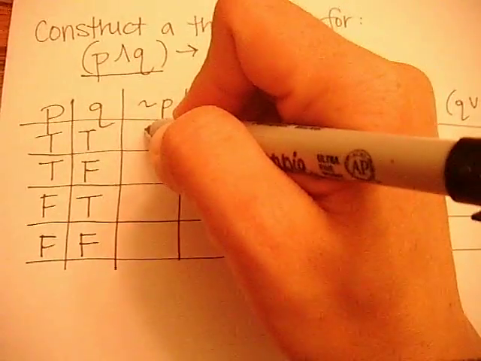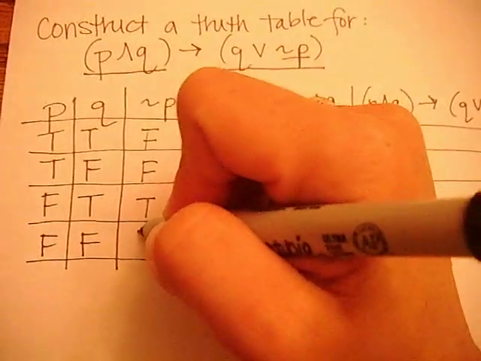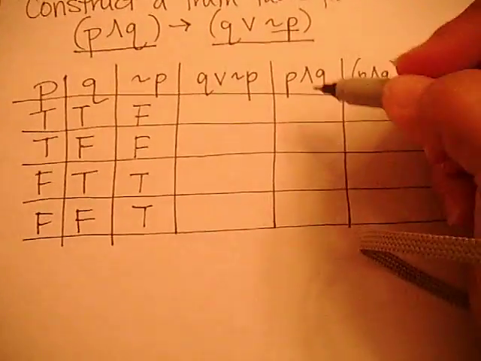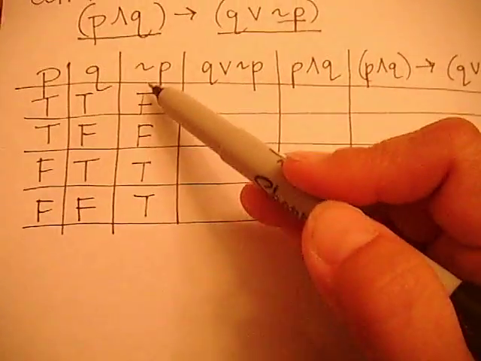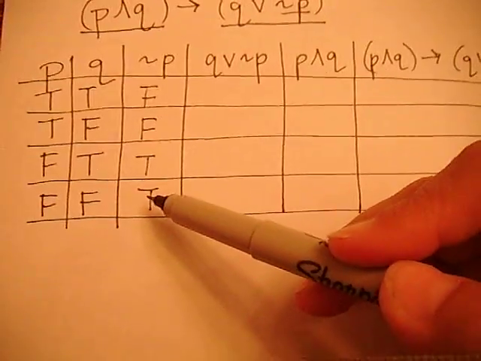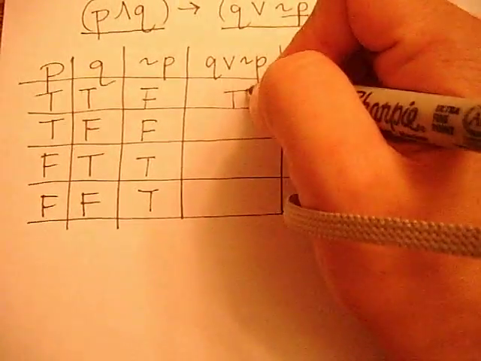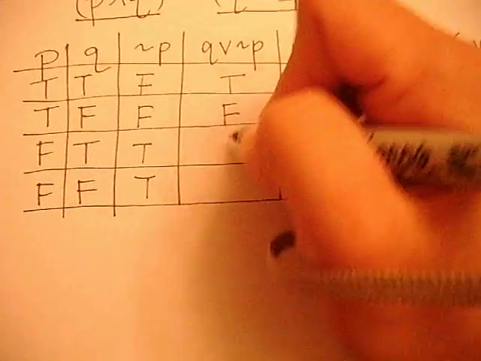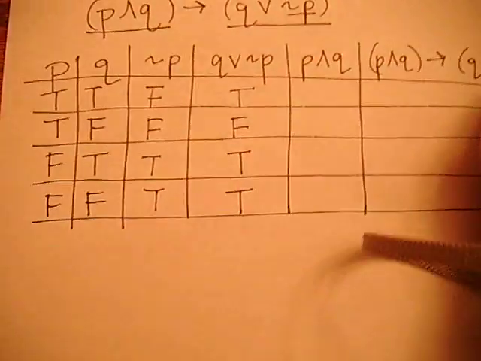Alright, so fill in your not P column. Then for Q or not P, we're going to be looking at the Q column and the not P column, and we'll use the OR rule. So, true or false is true, false or false is false, true or true is true, false or true is true.